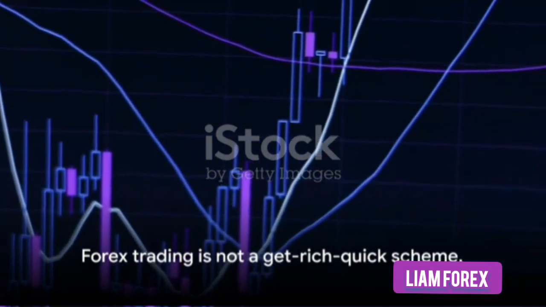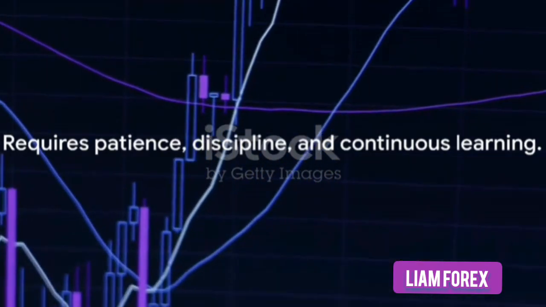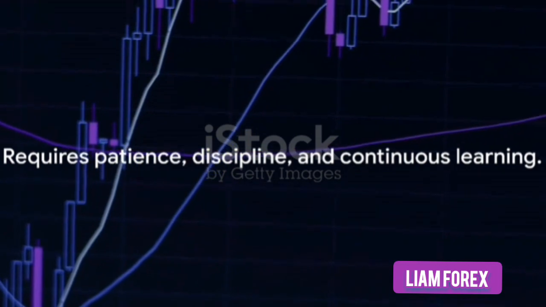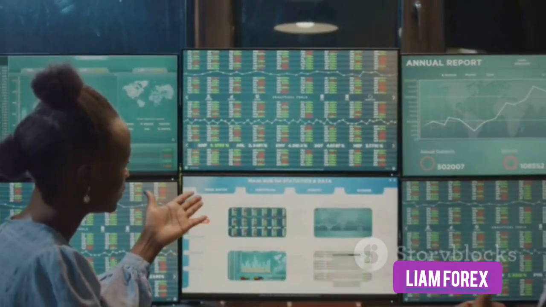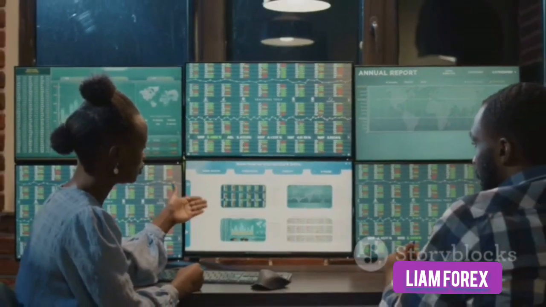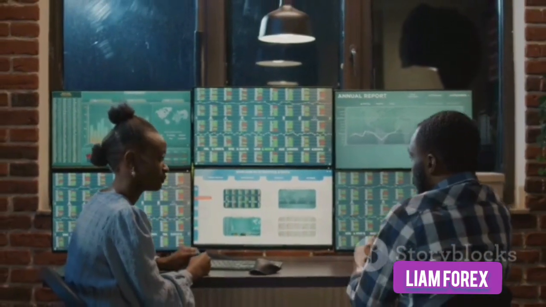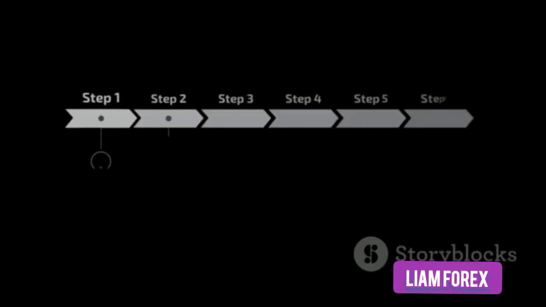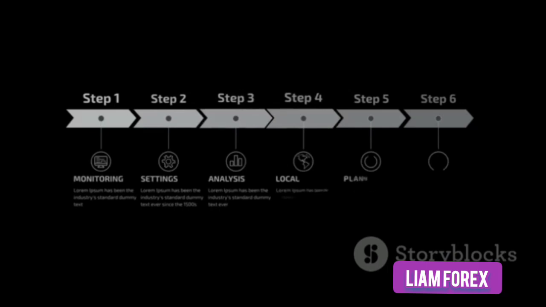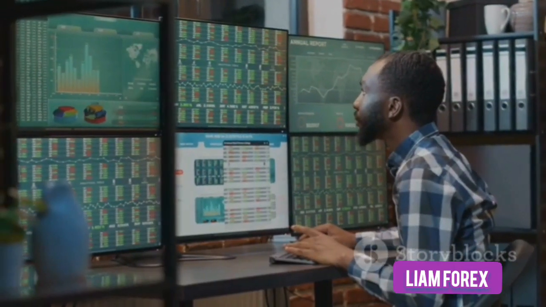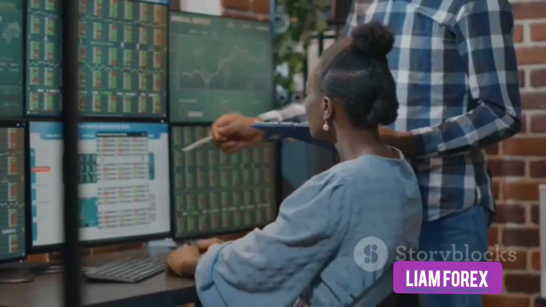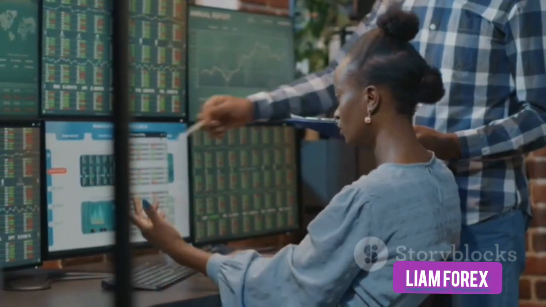Remember, Forex trading is not a get-rich-quick scheme. It requires patience, discipline, and continuous learning. But with the right approach, it can open up a world of opportunities. So, there you have it. A step-by-step guide to navigating the thrilling world of Forex trading. It's a journey filled with challenges and rewards. But with the right preparation, it's a journey well worth taking.